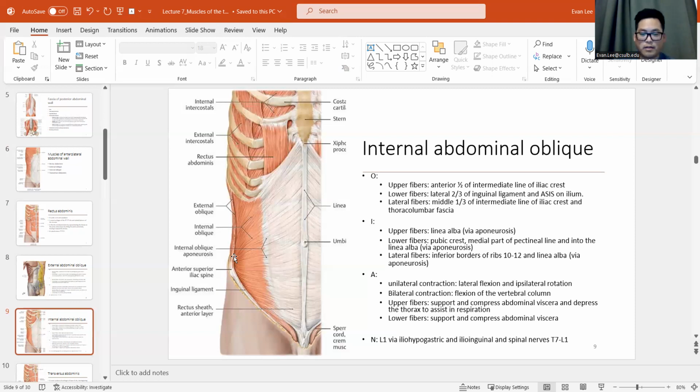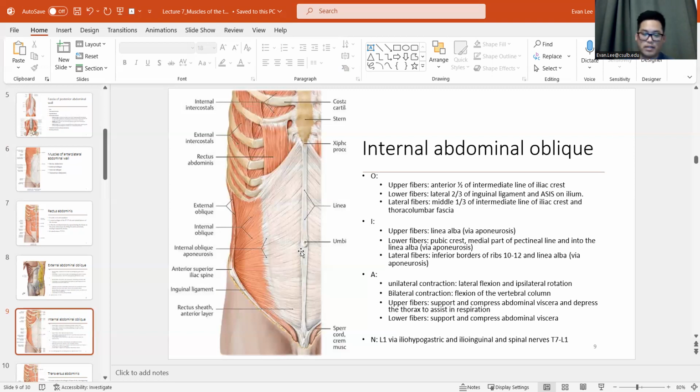But following it, you'll also see that it goes to the aponeurosis of the internal oblique, which will then connect to, in this case, both the anterior and posterior rectus sheath, and then the linea alba. So these muscle fibers, when they contract, will also do some similar things, like lateral flexion, but in this case, ipsilateral rotation.